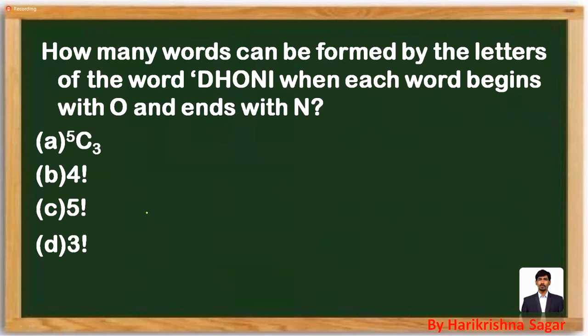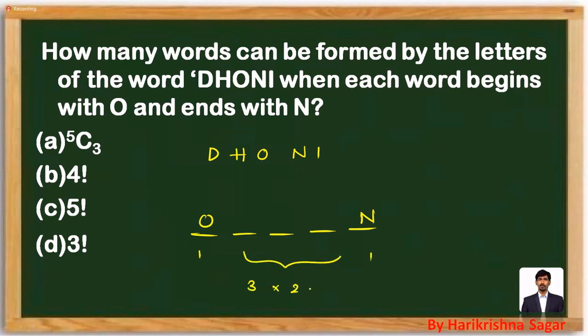How many words can be formed by using the letters of the word DHONI when each word begins with O and ends with N? DHONI has how many letters? 5 letters. It needs to begin with O and end with N. So it will be done in one way and one way. The remaining 3 letters can be arranged in 3 into 2 into 1, that's nothing but 6 ways. That's nothing but 3 factorial, marked as option D.